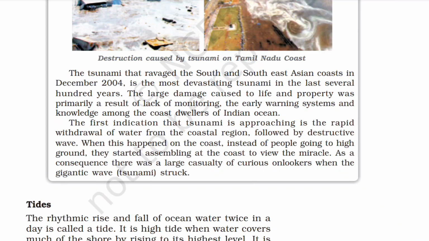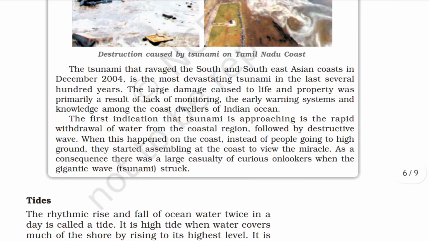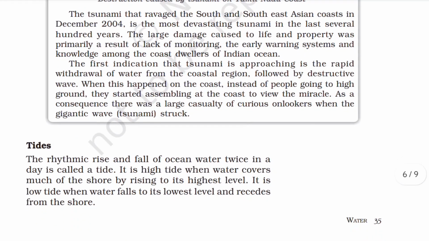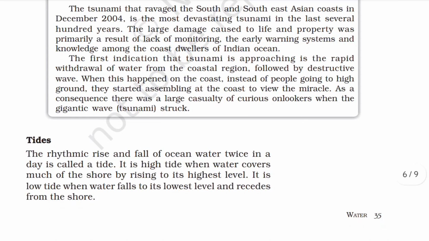The first indication that a tsunami is approaching is the rapid withdrawal of water from the coastal region, followed by a destructive wave. When this happens on the coast, instead of people going to high ground, they start assembling on the coast to view the miracle. As a consequence, there was a large casualty of curious onlookers when the gigantic wave struck.